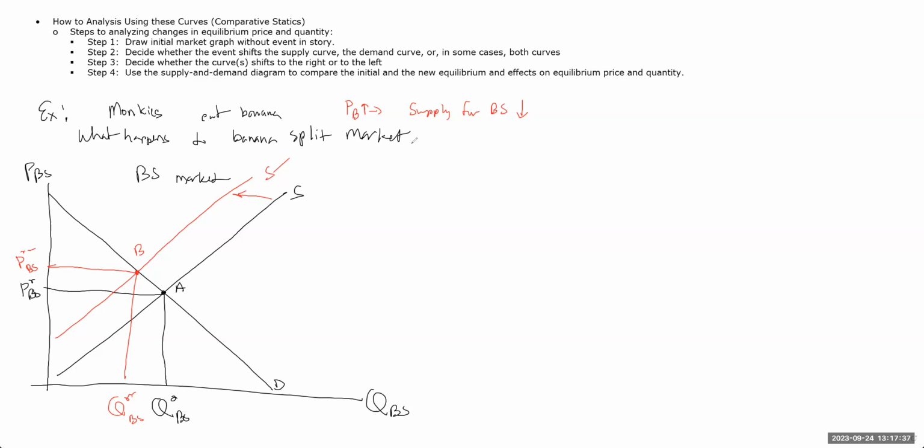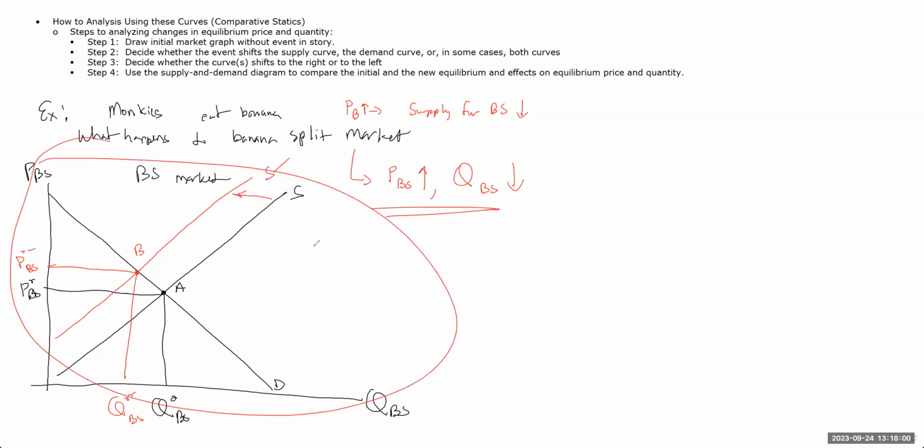When the price of bananas increases, what we see is that the price of banana splits increased, and the quantity consumed, bought and sold of banana splits fell. And that's basically what I want to see, this right here and this picture. If I ask you to do this graphically, this is basically what I want to see. All right, let's do another one.